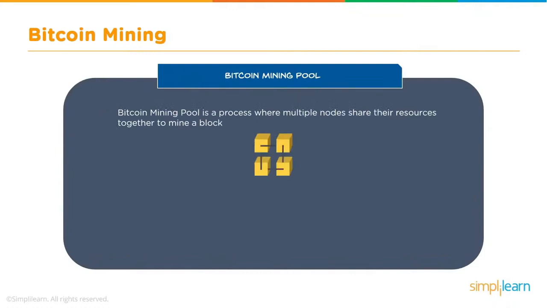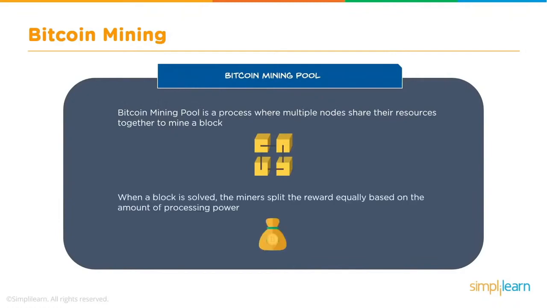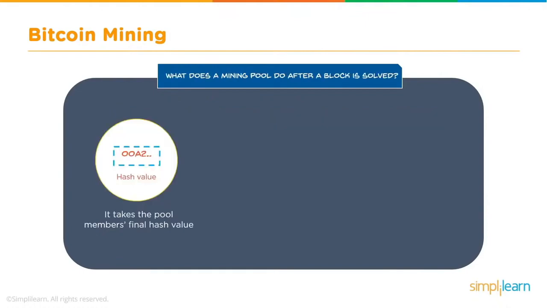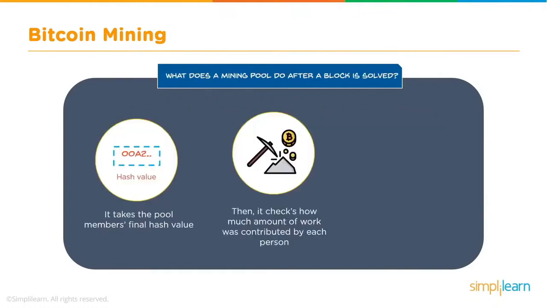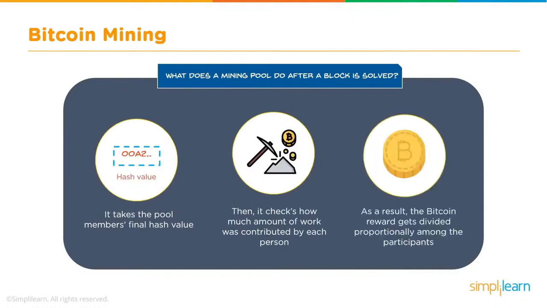It's a process where multiple nodes share their resources together to mine a block. Now when a block is solved, the miners split the reward based on the amount of processing power they have invested. So it takes the pool members to generate a final hash value. Then it checks how much work was contributed by each pool member. And as a result, the Bitcoin reward gets distributed proportionally amongst the participants.